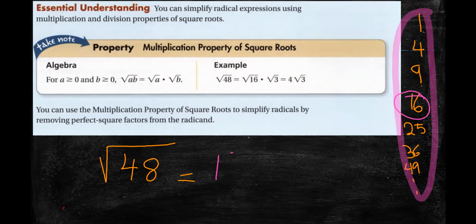If I multiply 16 by 3, I get 48. So I must search for one of these perfect square numbers. Then I divide the 48 by this perfect square number, and I get 3. So if I multiply 16, which is a perfect square number, by 3, I get 48. Then, under the square root.